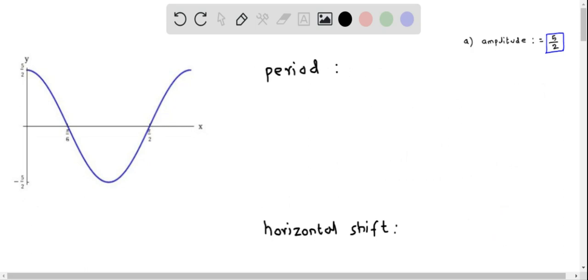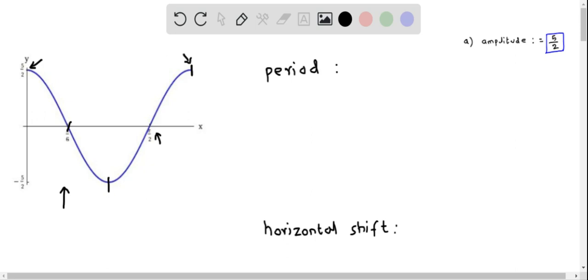We now determine the period of this cosine function. Here we are given the graph of this cosine function of one period. The period is basically the time it takes for the cosine function before it starts repeating its values. So when you look at the graph of one period of this cosine function, clearly we can see that the graph starts at positive 5 by 2, and then it reaches 0, then it attains a negative 5 by 2, and once again it becomes 0, and then it reaches the positive 5 by 2.